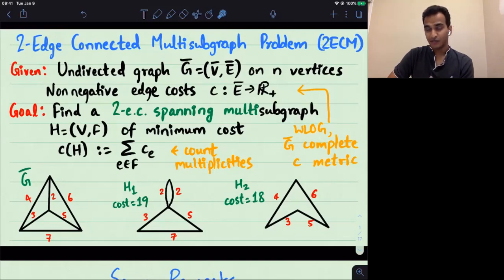Because we are allowed to have multiple edges, we can, without loss of generality, assume that G bar is complete and that C is a metric. What it means is that C satisfies the triangle inequality. Here's a small example which shows an instance of this problem and two feasible solutions for it.